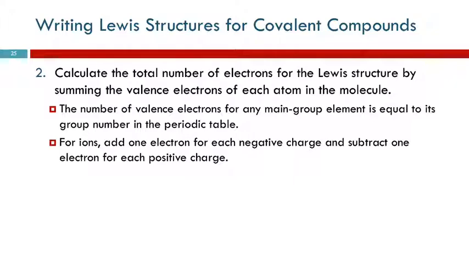The next step is to figure out how many valence electrons you have. So look at each of the atoms, find them on the periodic table. The group number tells us how many valence electrons, add them up. Okay? If you have an ion, then you need to adjust that. If you have a negative ion, that means you have to add electrons. If you have a positive ion, you need to subtract electrons.